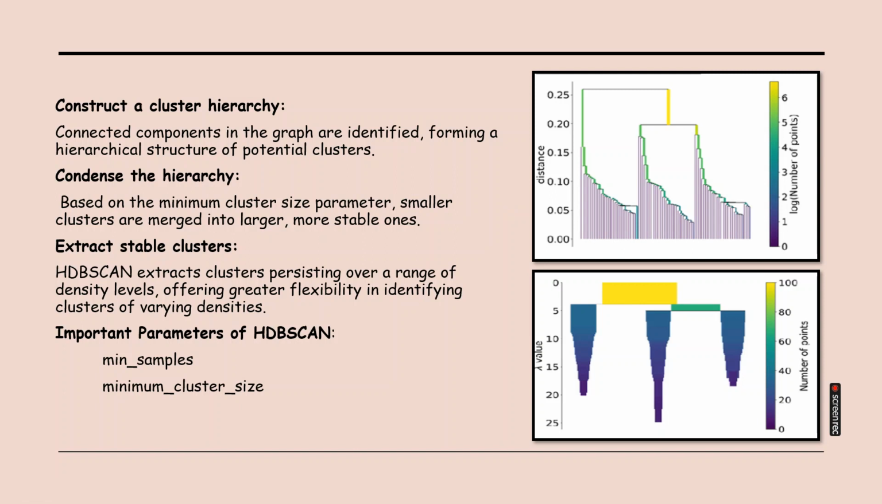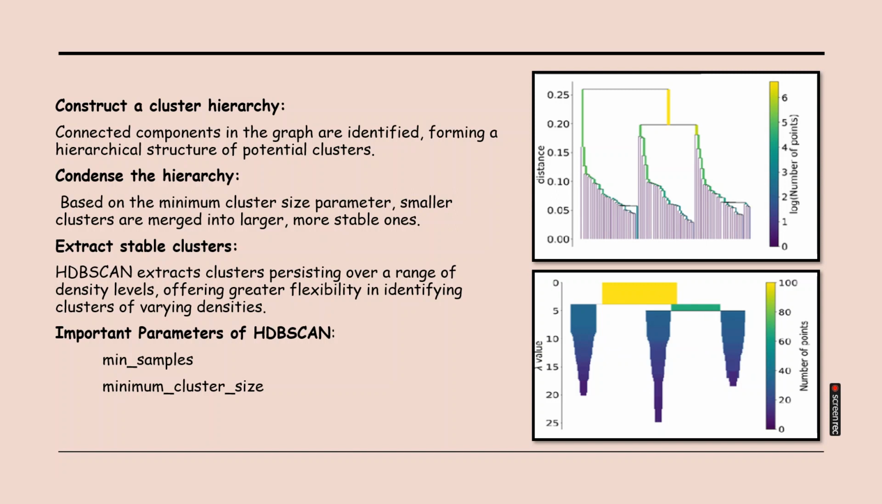Here we need to decide whether we are going to merge the smaller clusters into larger, more stable ones, or keep them as such. Once we condense the hierarchy, once we merge the clusters into larger and more stable ones, we will extract the stable clusters. Here the density varies over a range of densities. We will be seeing how the clusters behave. So this is the working process of the HDBSCAN algorithm.